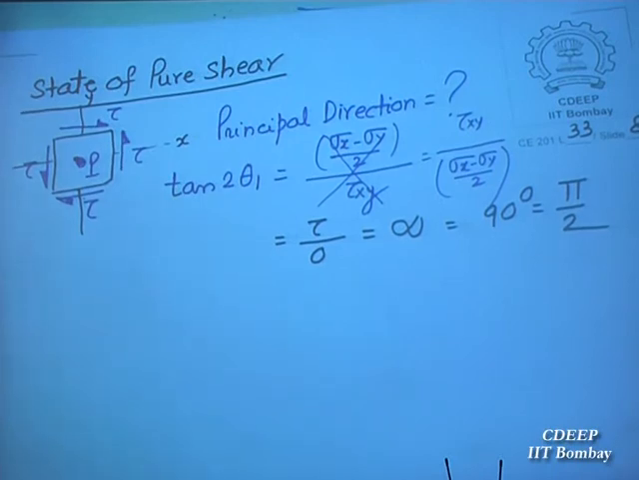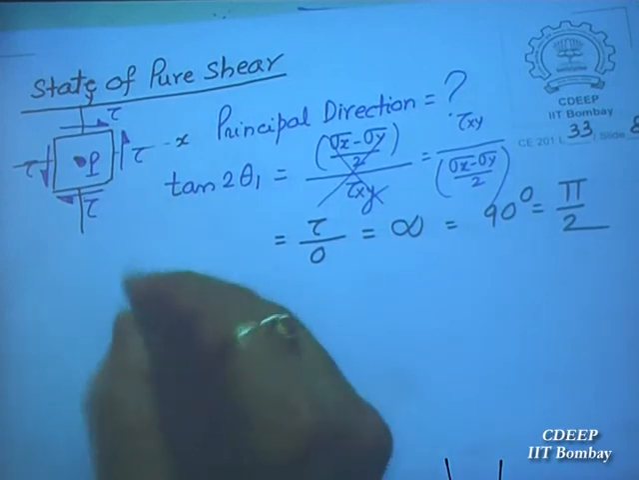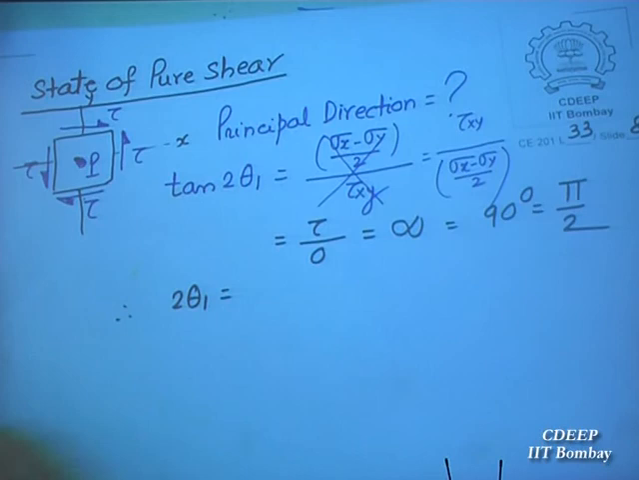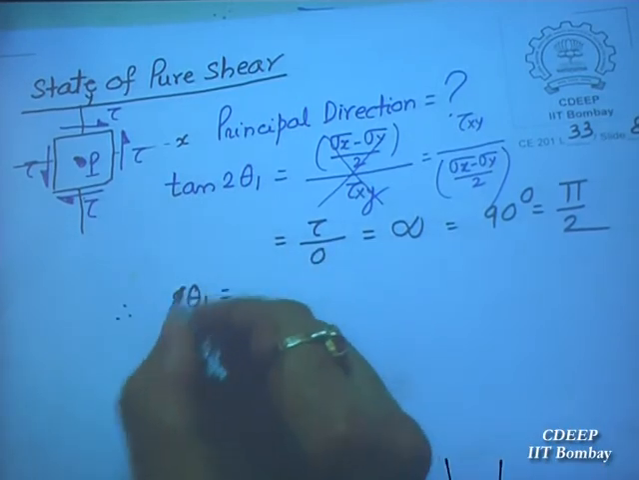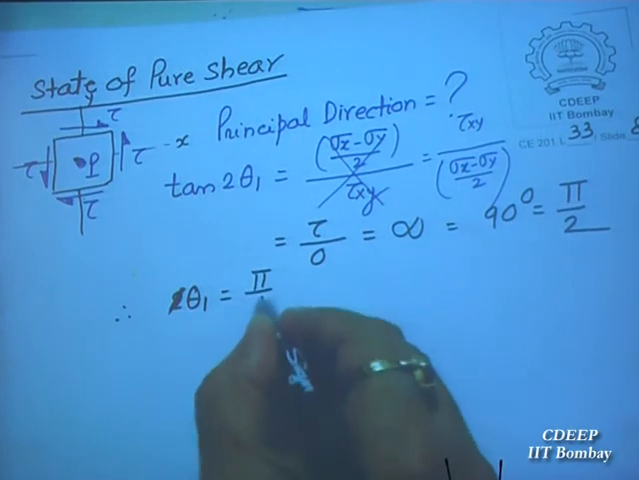ये पाई बाई 2 हो गया. हुआ कि नहीं? And therefore twice theta 1 equal to pi by 2, and therefore theta 1 is equal to pi by 4.